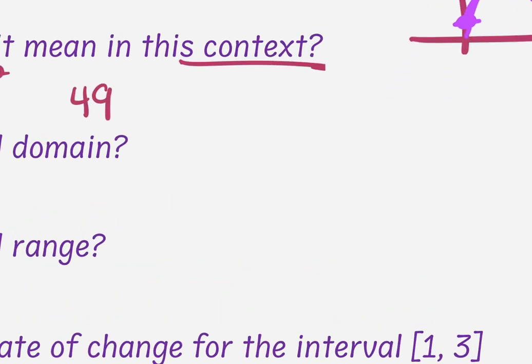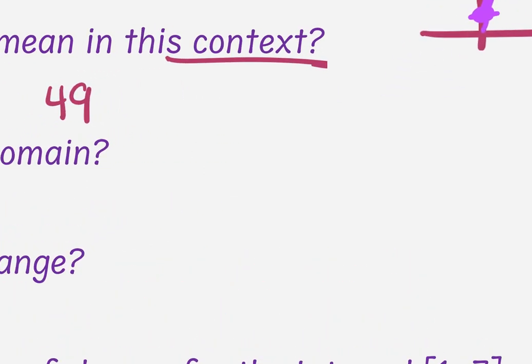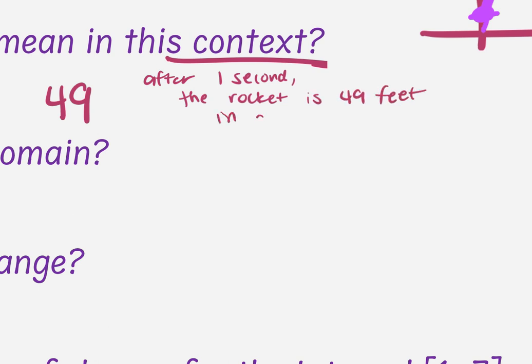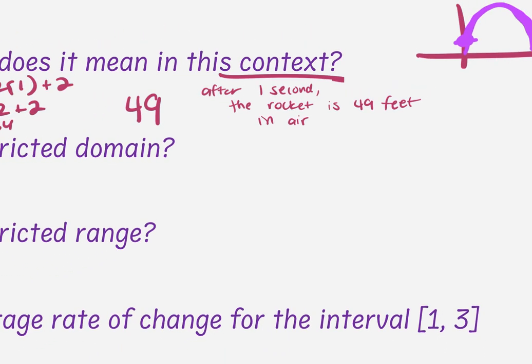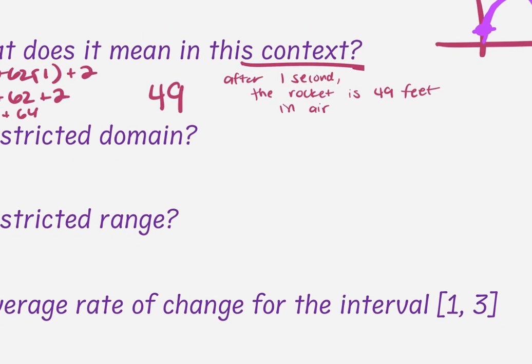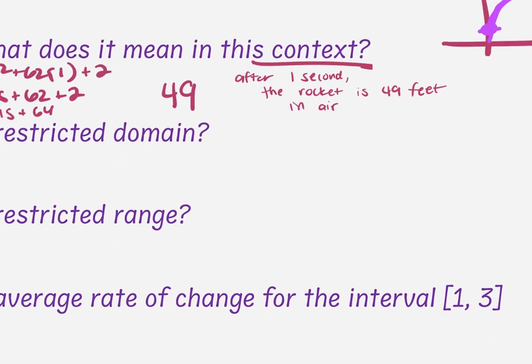Good. So at 1 second, whatever it is, after 1 second, the rocket is 49 feet in the air, is 49 feet above the ground. The height of the rocket is 49 feet. All of that stuff would be fine.